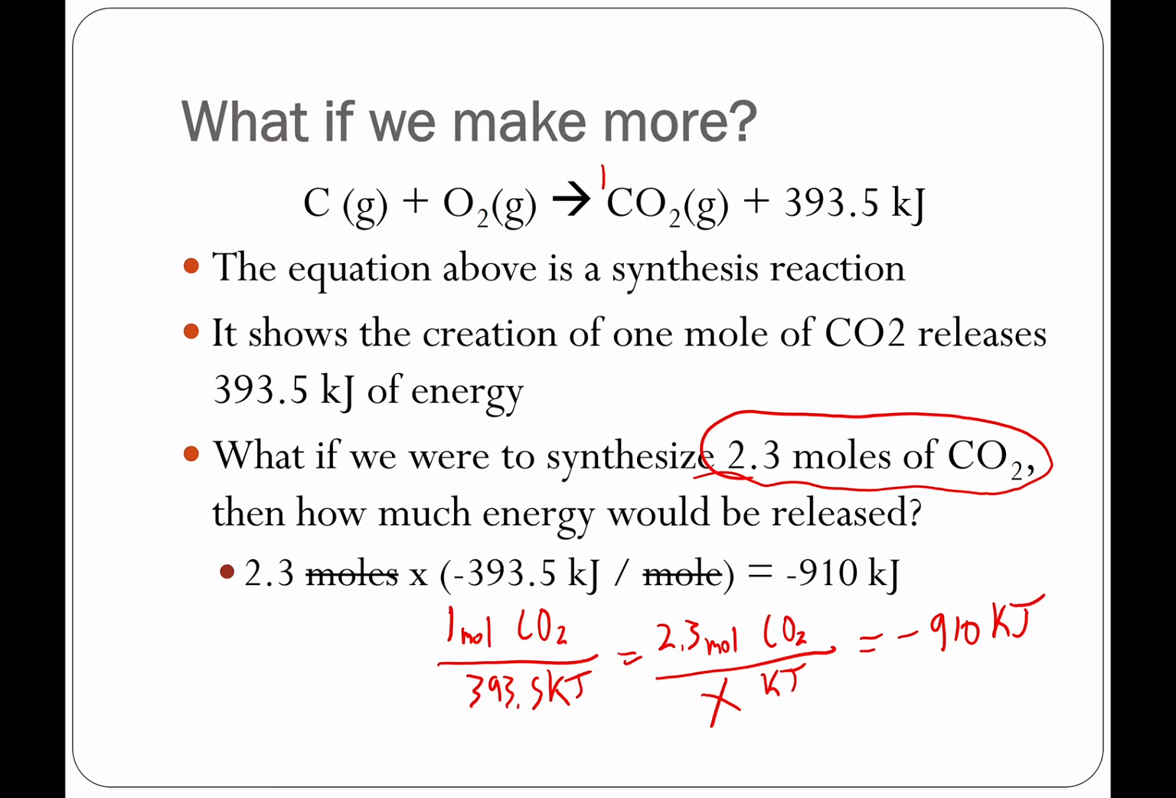910 kilojoules being released. And that's all the negative sign is going to indicate, is that it is being released, or it's going to be an exothermic reaction, or we're going to write it as a product. That's all the negative or positive sign is telling us in this scenario. So 910 is 2.3 times greater than 393.5.